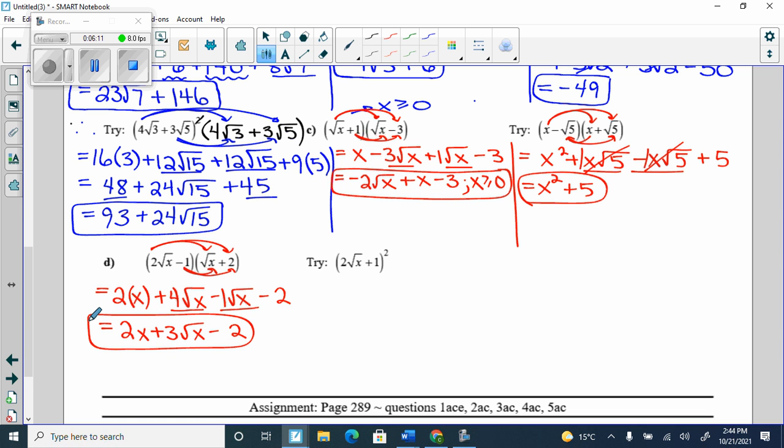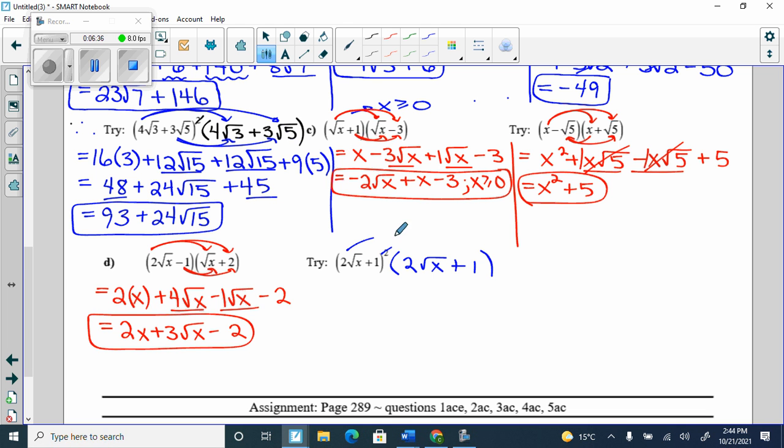The second try, what do I have to do? Write it up twice. So I'm going to get 2 root x plus 1. Are these conjugates? They look exactly the same. Does that mean they're conjugates? No, conjugates look exactly the same, but with the opposite sign in the middle. So the middle terms aren't going to cancel here, right? They're actually going to double.